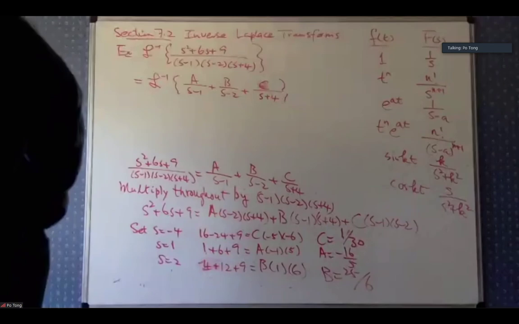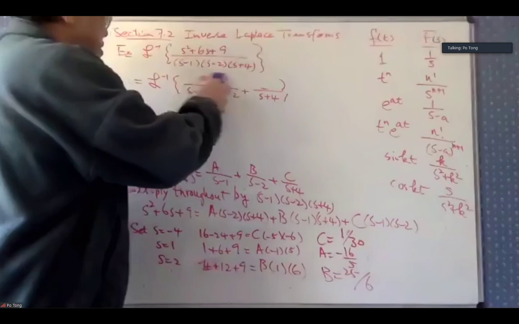So I have this A, B, and C here. This is a partial fraction in calculus too. A will be minus 16 over 5. B is 25 over 6. And C is 1 over 30.